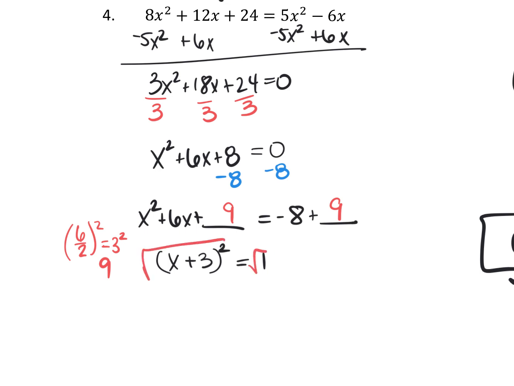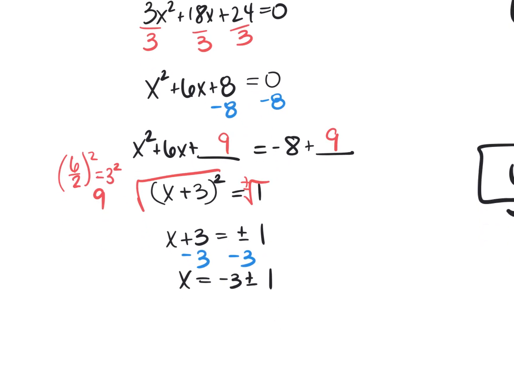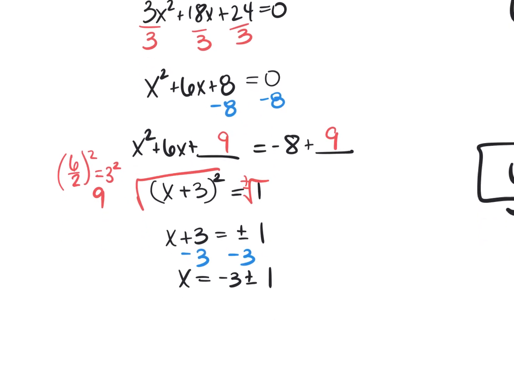And we take the square root of both sides, plus or minus in front of the square root of the 1. x plus 3 equals plus or minus 1. Remember that the square root of 1 is just 1. Minus the 3. And x equals negative 3 plus or minus 1. Which means negative 3 plus 1, which is negative 2, and negative 3 minus 1, negative 4. So x is negative 2 and negative 4.